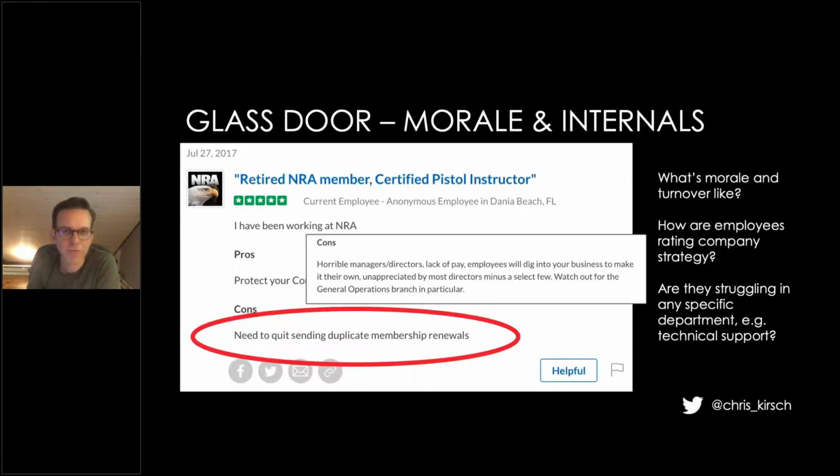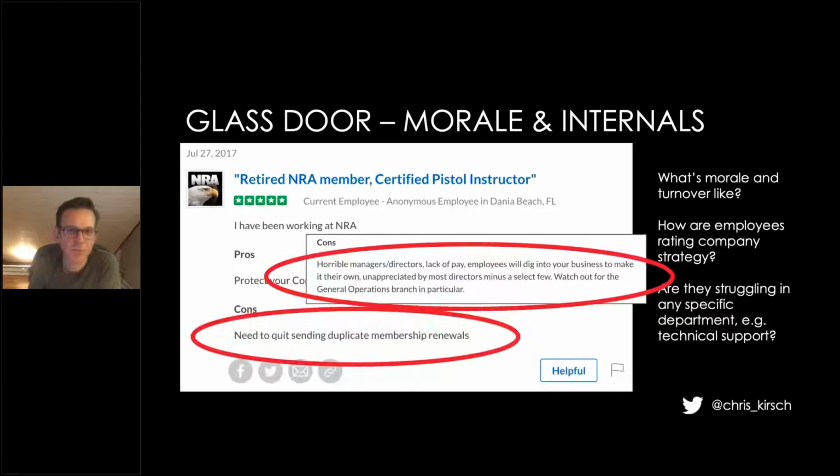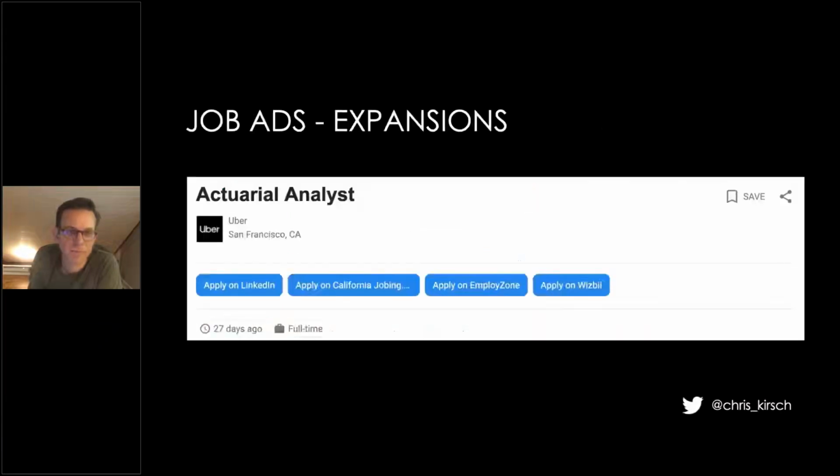And another thing I found was, here, watch out for the general operations branch in particular, with horrible managers. So that also shows you where a company is struggling, where they are likely not executing well, and you can use that to place your bets on how you want to attack them.